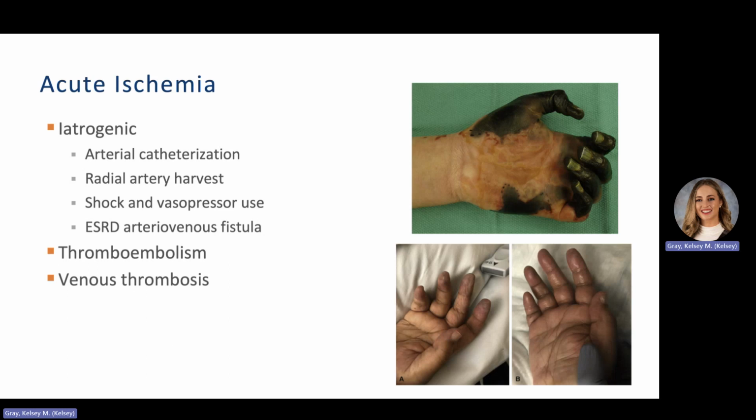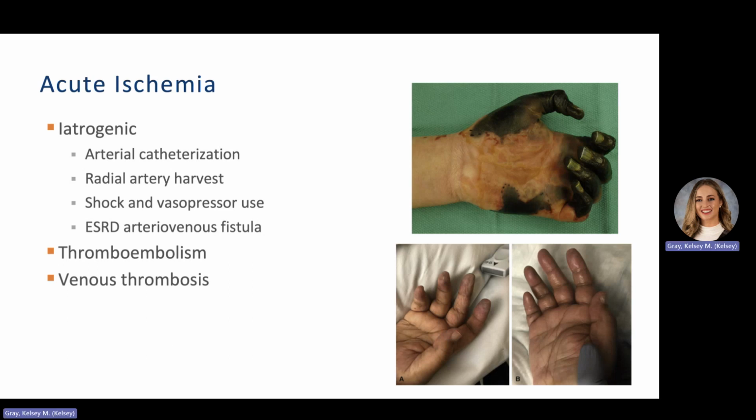Systemic shock and high-dose vasopressors may develop tissue necrosis from hand ischemia, which is shown in the top image, while the lower image shows an ICU patient with signs of hand ischemia, including cyanotic fingertips and poor turgor, that resolved with warming the patient and removing the radial artery catheter without surgical intervention.